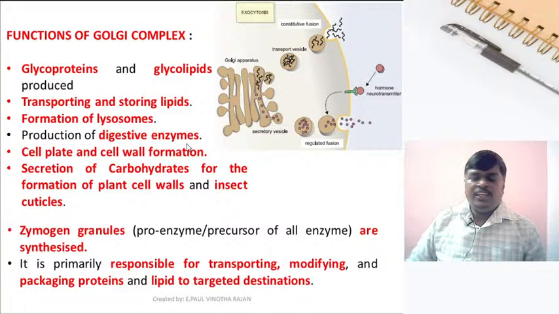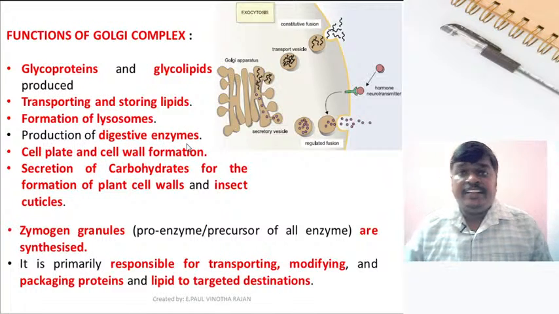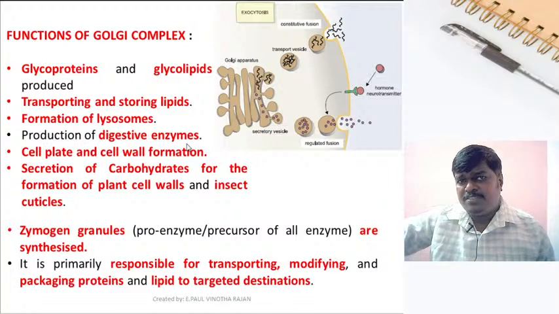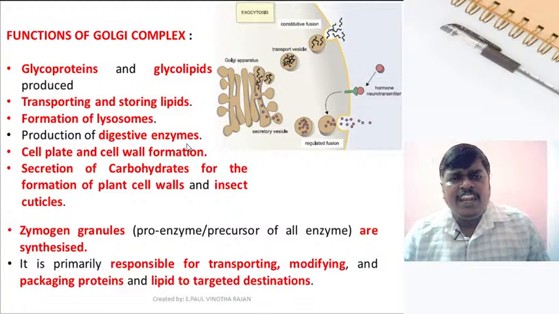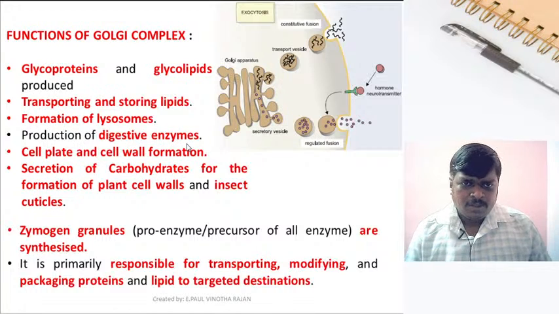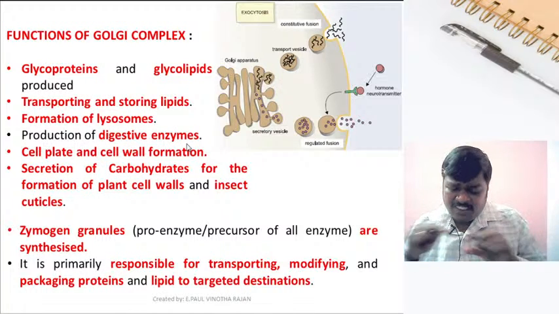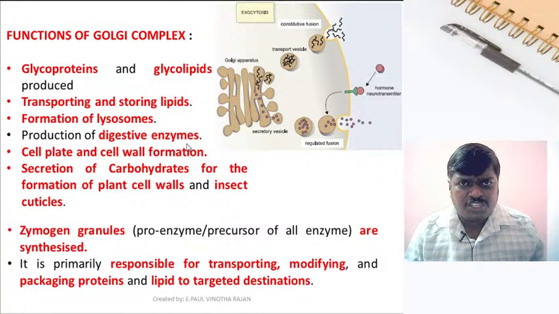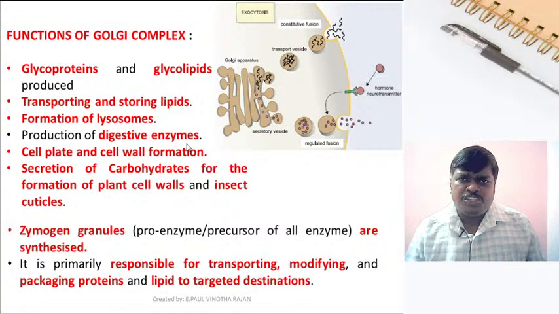You have learnt about the carbohydrate digesting enzyme, protein digesting enzyme, lipid digesting enzymes, DNAs. All these enzymes are also formed from Golgi complex. And also these are involved in cell plate and cell wall formation. What is cell plate and cell wall formation?